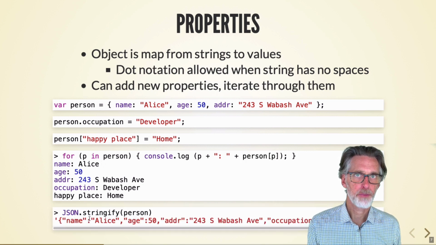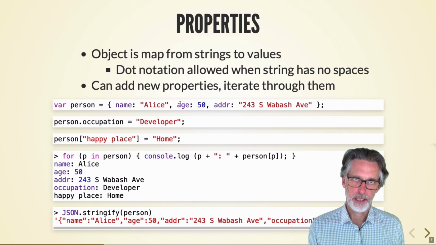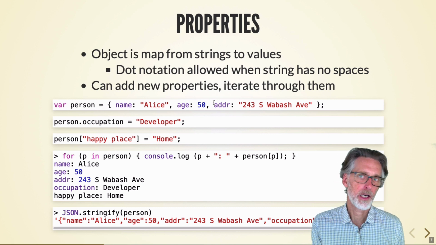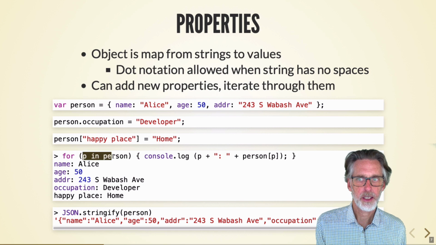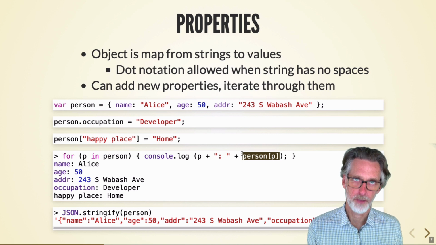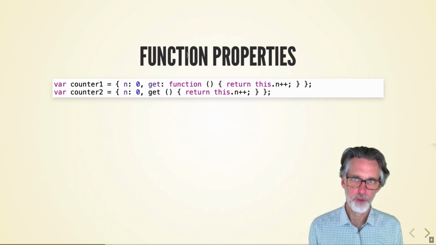JavaScript has lots of built-in functions to deal with objects, including JSON.stringify, which will print out any object in a readable form. So that's great. The objects I've shown you so far look something like hash tables, where we can actually add in new elements of the hash, and we can iterate through the keys of the table and get the values at each key. The power of JavaScript comes when we start using function properties.